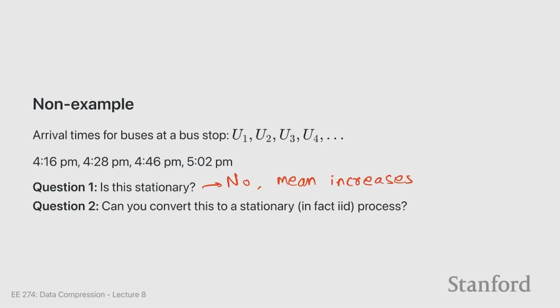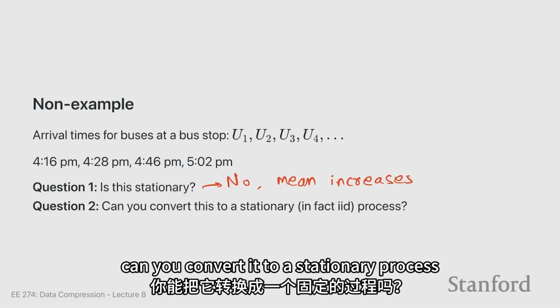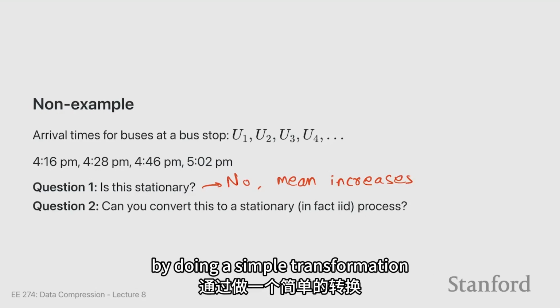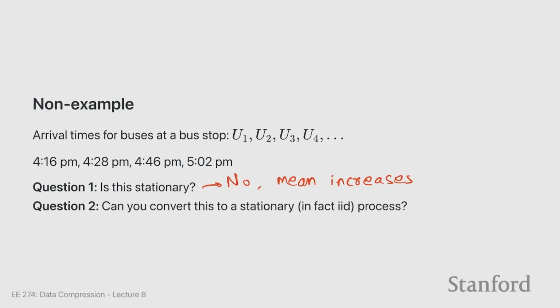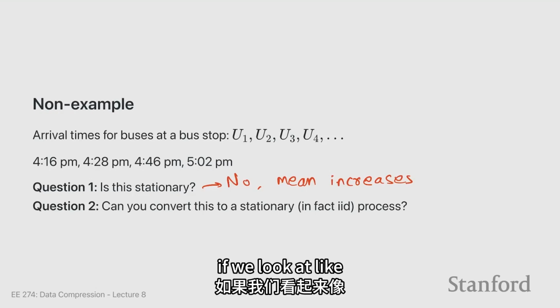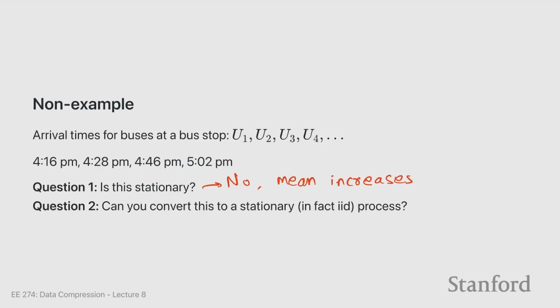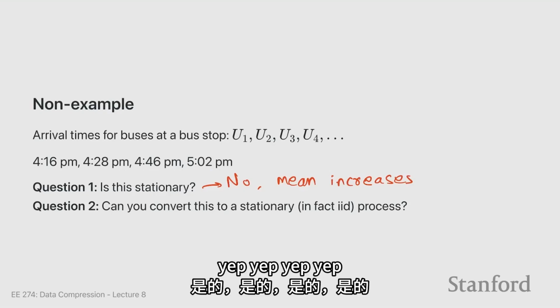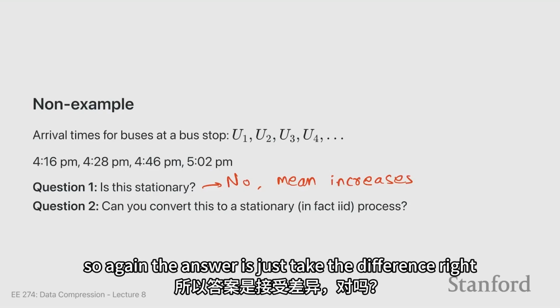Okay, is that clear? That this is not stationary, because not all buses are supposed to arrive at the exact same time. Okay, can you convert it to a stationary process by doing a simple transformation? Yeah, so again, the answer is just take the difference.